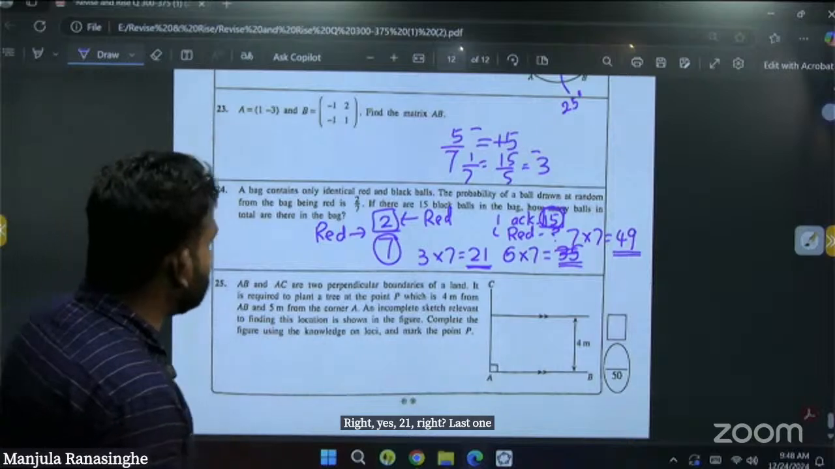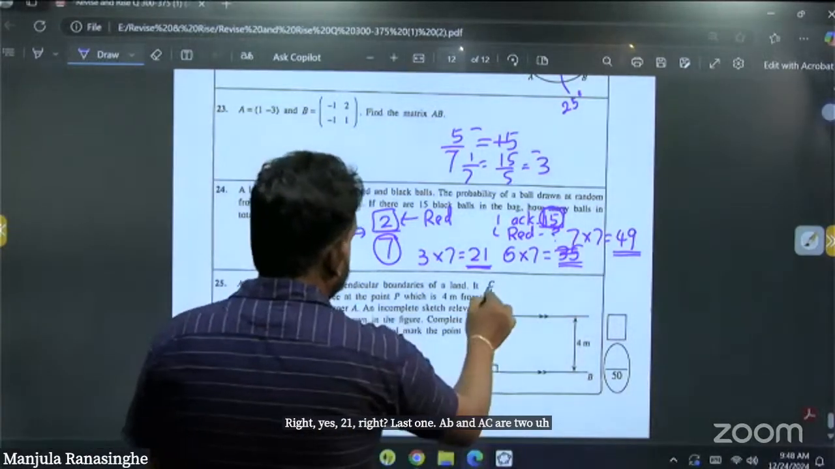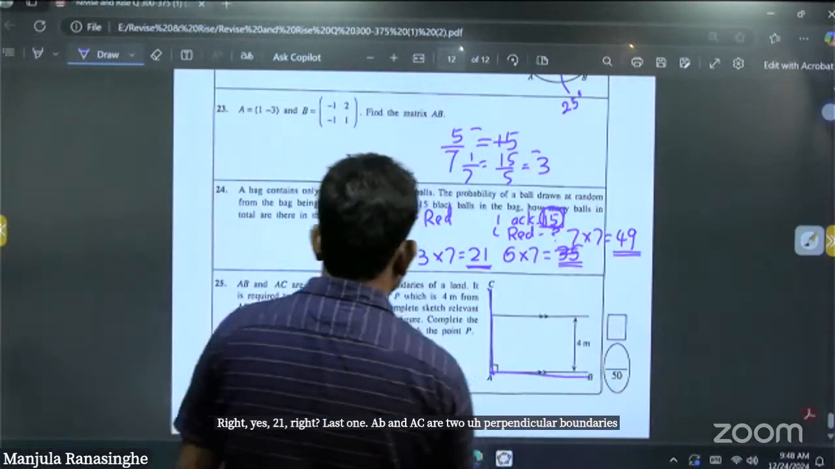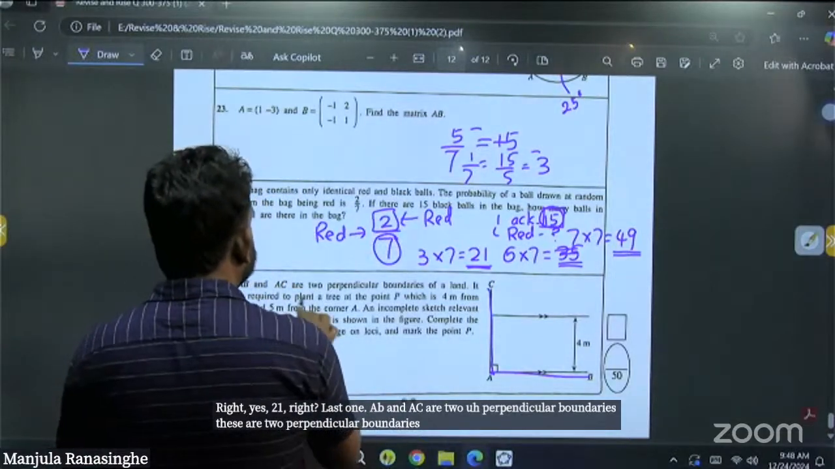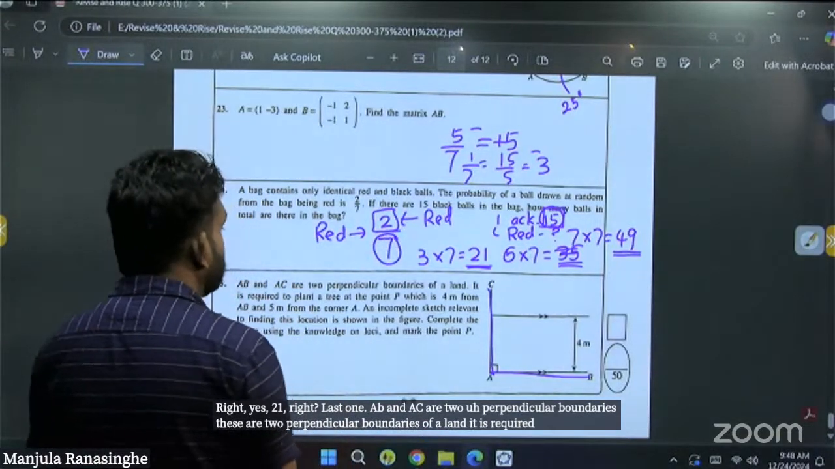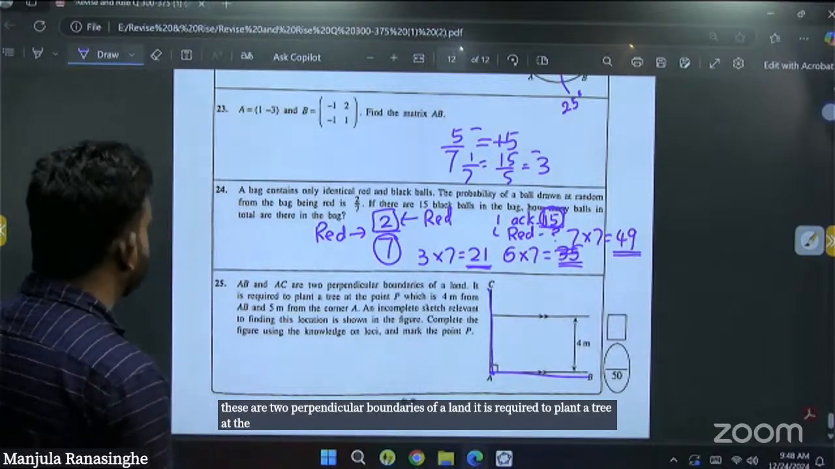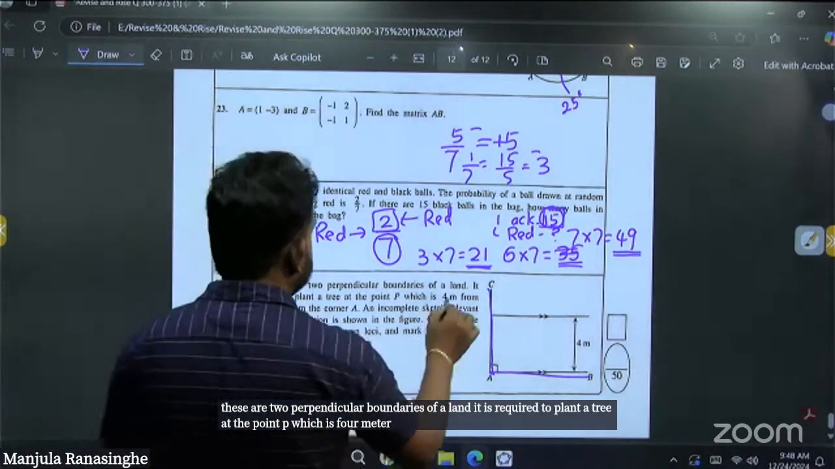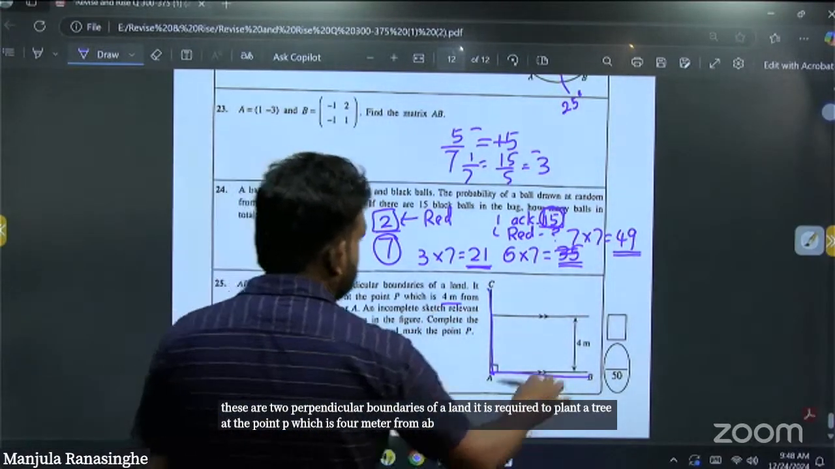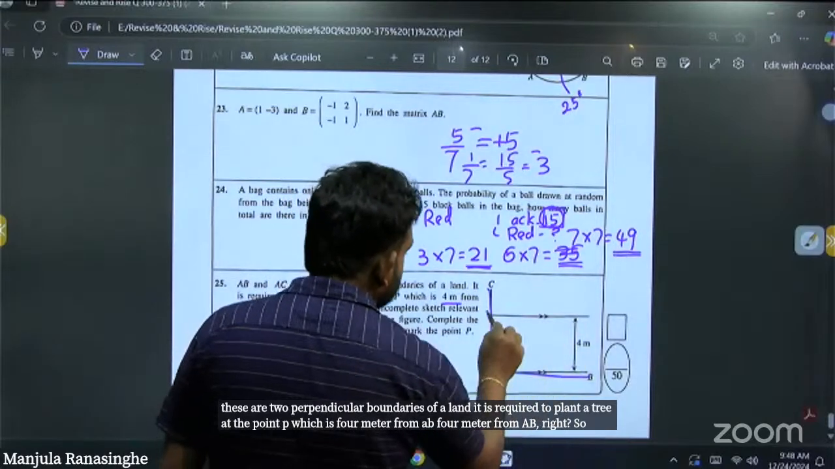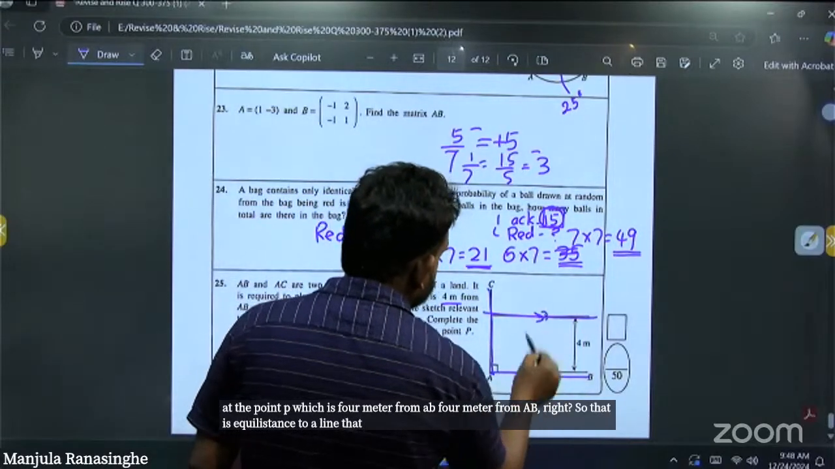Last one. AB and AC are two perpendicular boundaries of a land. It is required to plant a tree at the point P, which is 4 meters from AB. So that is equidistant from a given line, right?